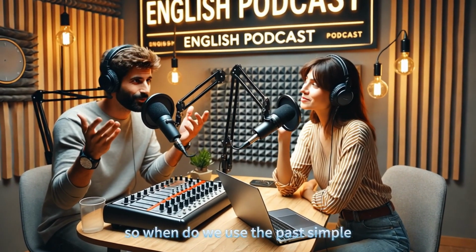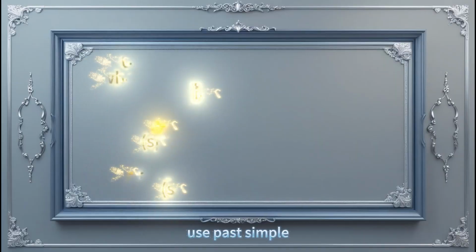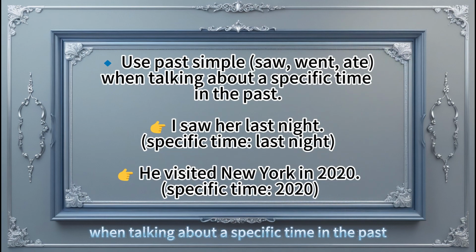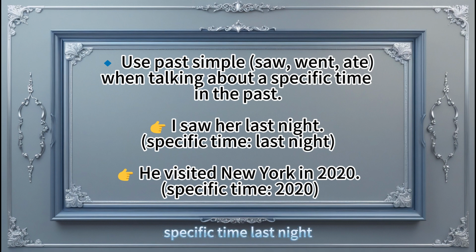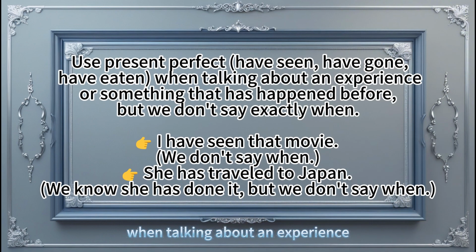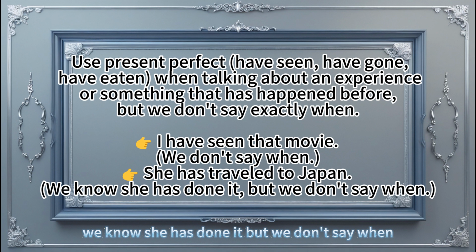So when do we use the past simple and when do we use the present perfect? Here's a simple rule to help you remember. Use past simple, saw, went, ate, when talking about a specific time in the past. I saw her last night. Specific time, last night. He visited New York in 2020. Specific time, 2020. Use present perfect, have seen, have gone, have eaten, when talking about an experience or something that has happened before, but we don't say exactly when. I have seen that movie. We don't say when. She has traveled to Japan. We know she has done it, but we don't say when.